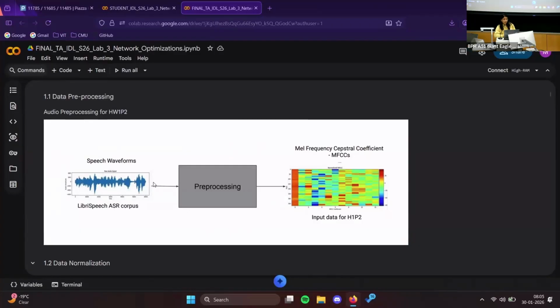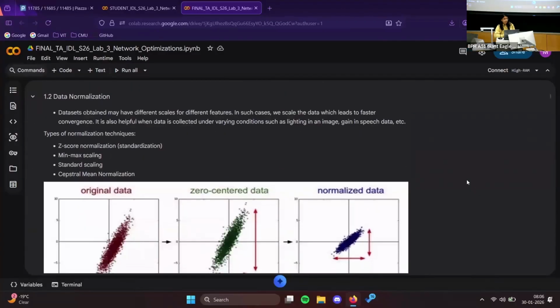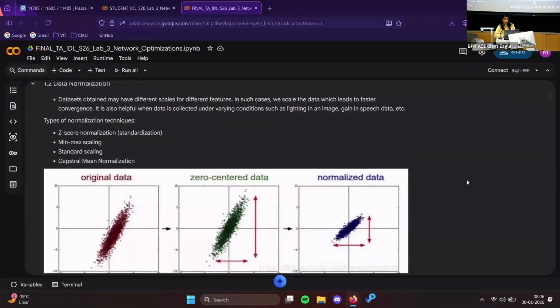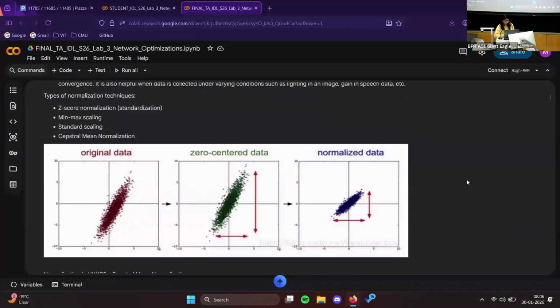We pre-processed the audio waveforms and converted them to MFCCs, and in the real world, whenever you work with a data set and you're building a model, this is the initial step that you will have to do, depending on the data set that you're using. Once you get clean data, the next step is data normalization. Data sets may have different scales for different features, and in such cases, we have to scale the data so that we can get faster convergence.